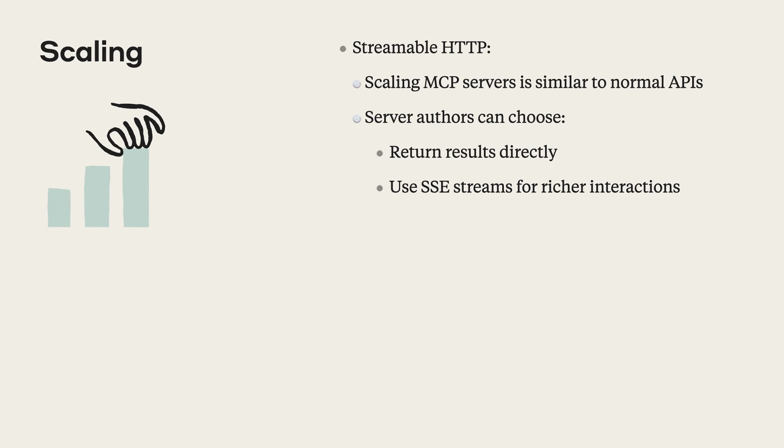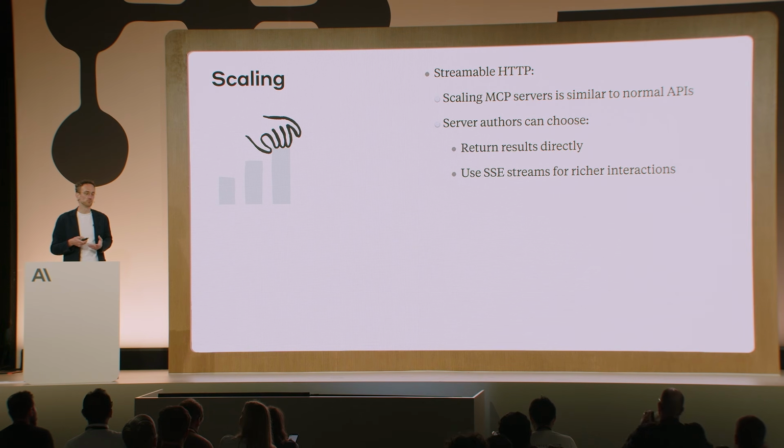And then the second part that we require is scaling. We just added a new thing called streamable HTTP, which is a lot of words to say that basically we want MCP servers to scale similar to normal APIs. And it's as simple as that.